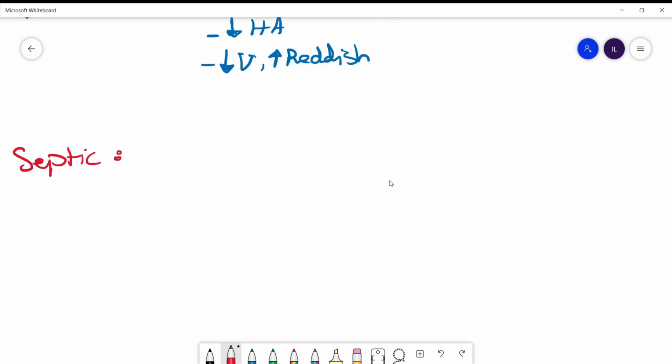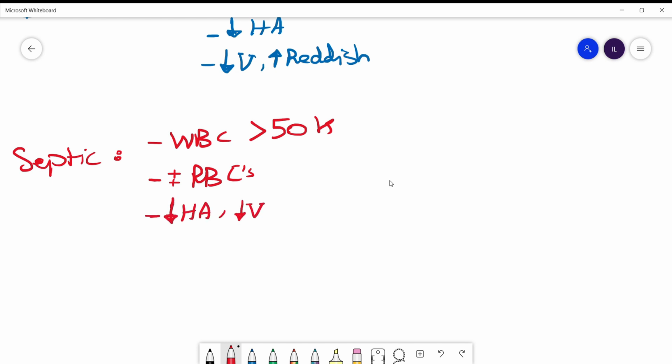Now, in septic arthritis, the main structure that is increased is going to be white count, more than 50,000, and RBCs will be present as well. Hyaluronic acid will be much less, so viscosity is going to be the least in septic arthritis, and the color is going to be more whitish than reddish because we have higher white count than RBCs.